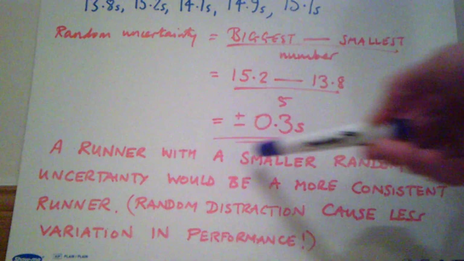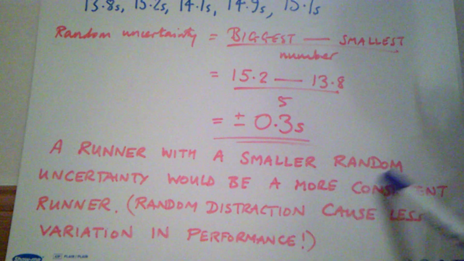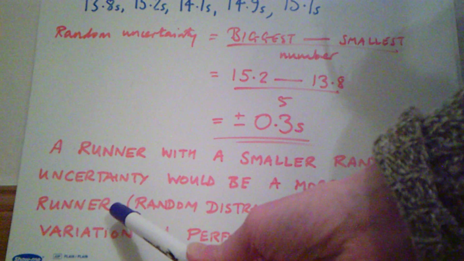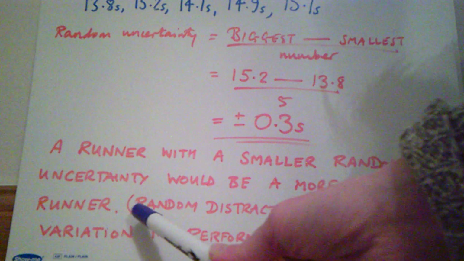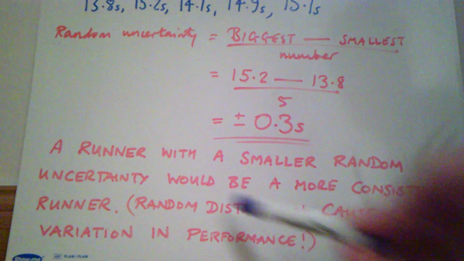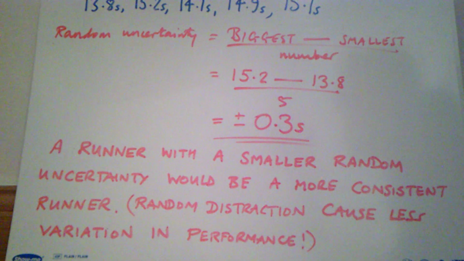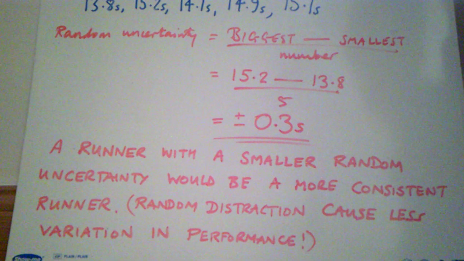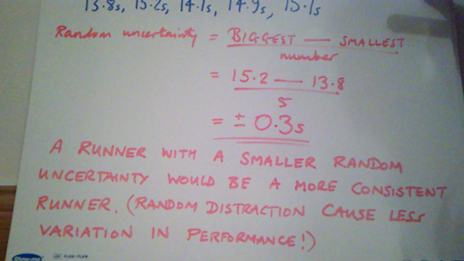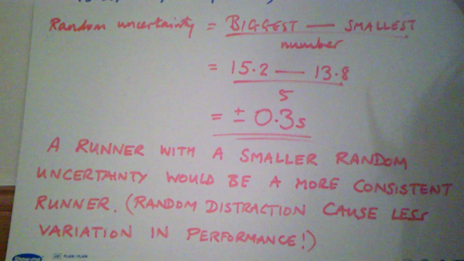A runner with a smaller random uncertainty, what does that mean? Well, a runner with a smaller random uncertainty would be a more consistent runner, because these random distractions cause less variation in their performance. So a smaller random uncertainty means the fluctuations are less. So I suppose a coach would prefer a runner with smaller random uncertainties.